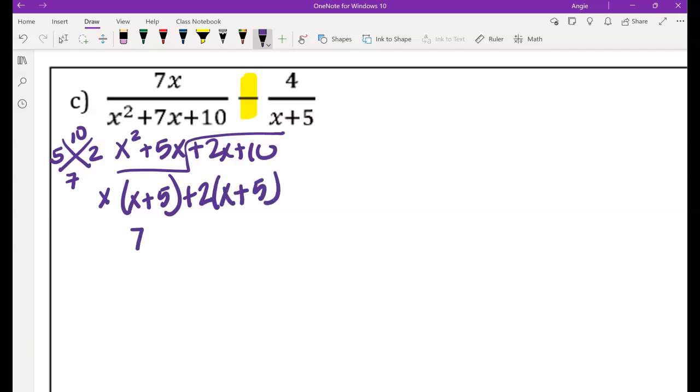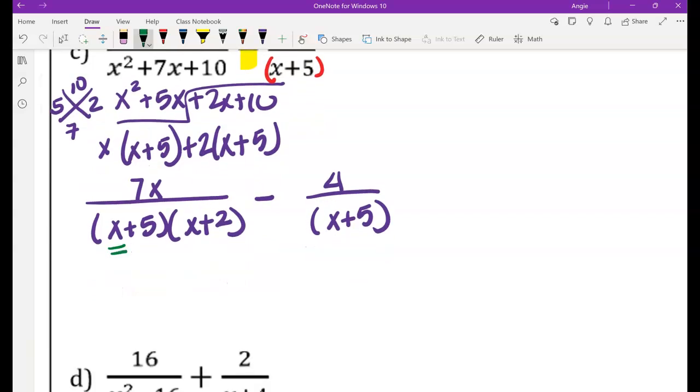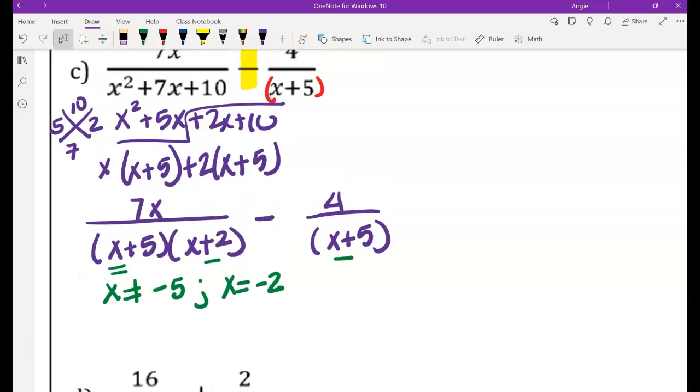So for this one, guys, we have factors on the bottom of x plus 5 times x plus 2. On the right fraction, 4 over x plus 5, that is not factorable anymore, but I am going to put parentheses around it. I tend to put parentheses around all binomials, so we know that it's going to be together. All right, restrictions are this one and this one, right? And this is the same as the x plus 5. So x can never ever be negative 5, guys. And this one, x can never ever be negative 2. So currently, those are the two restrictions.